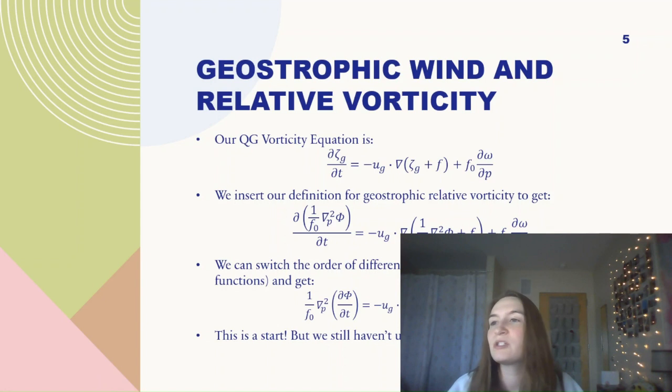And then we can switch the order of differentiation on the left-hand side, which is valid for smooth functions, which the atmosphere is, and we get this. That's a start. But we still haven't used the conservation of energy equation. We've used conservation of mass, we've used conservation of momentum, but we haven't used conservation of energy yet. We know that energy is conserved, right?